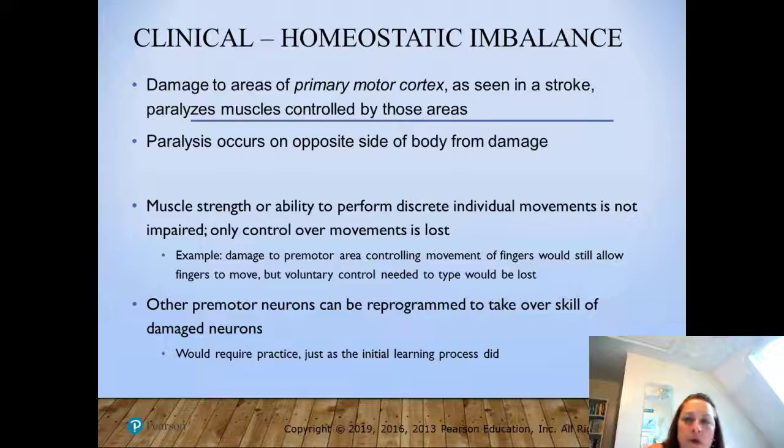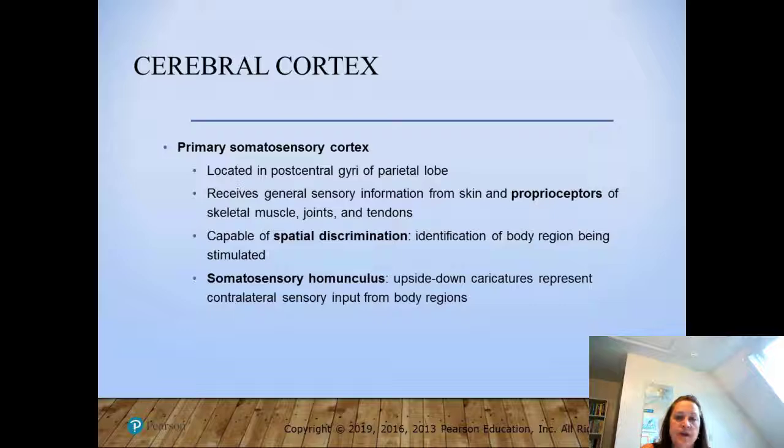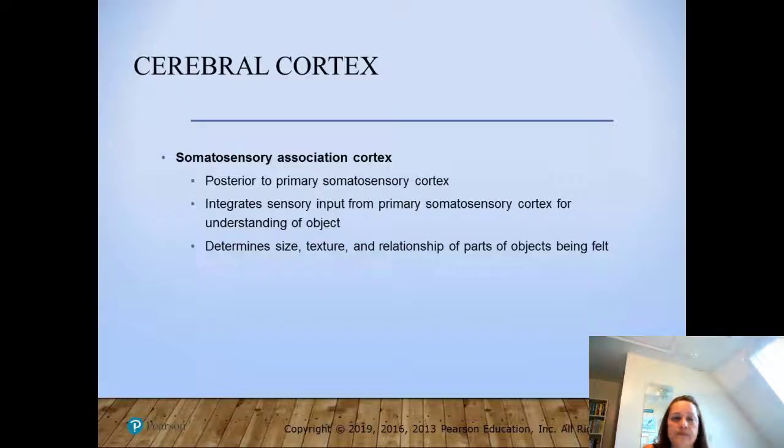All right, this is a clinical homeostatic imbalance slide. So what happens when we have damage to the brain? Damage to the areas of the primary motor cortex is going to paralyze those muscles. And so it's showing you how an effect on the brain will affect the actual body. All right, our sensory areas, primary somatosensory, which we've already talked about. All right, again, the body map for each one.